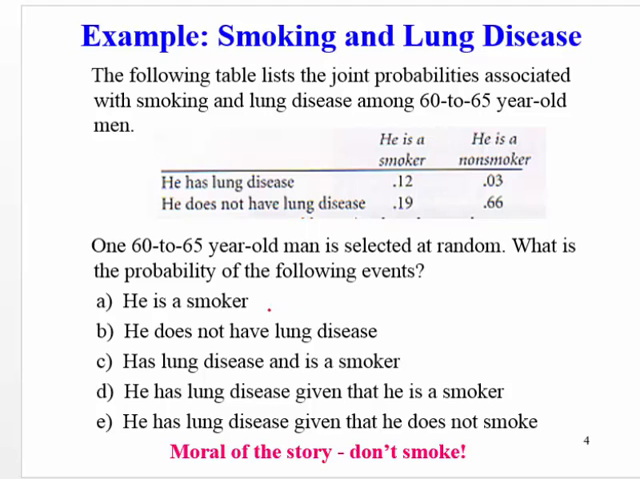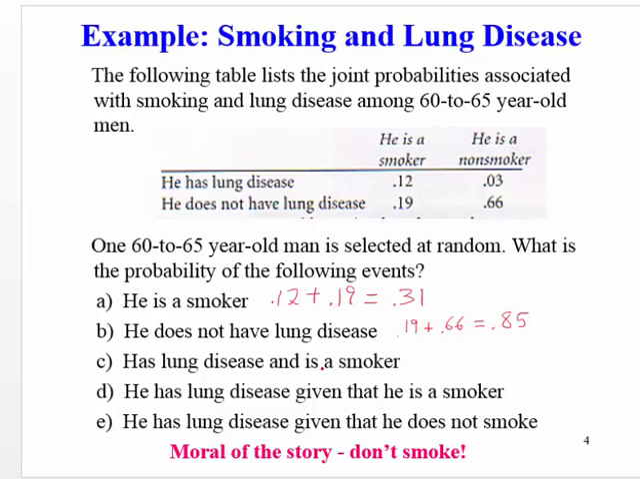Okay, so probability that he's a smoker, it's basically these two right here. So we can add that up, 0.12 plus 0.19 is equal to 0.31. Okay, probability does not have lung disease. We add up these guys right here, does not have lung disease. So that's equal to 0.19 plus 0.66. So that's equal to 0.85.